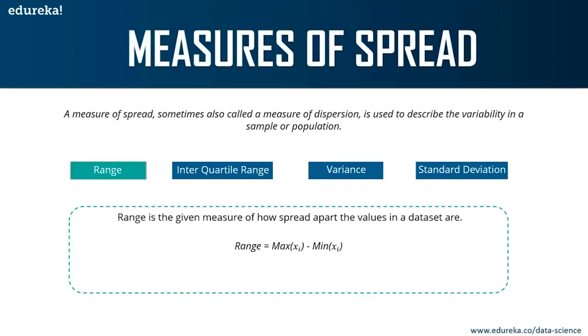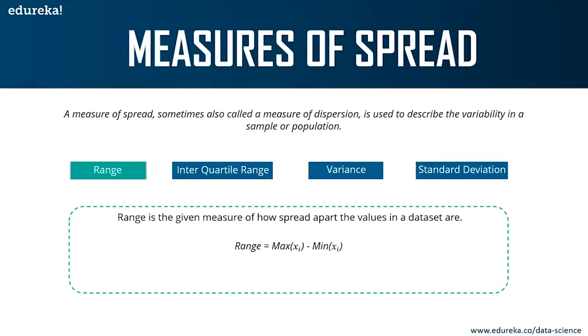We have range, interquartile range, variance, and standard deviation. Now, range is pretty self-explanatory, right? It is a measure of how spread apart the values in a data set are. The range can be calculated as shown in this formula. So you're basically going to subtract the minimum value in your data set from the maximum value in your data set. That's how you calculate the range of the data.